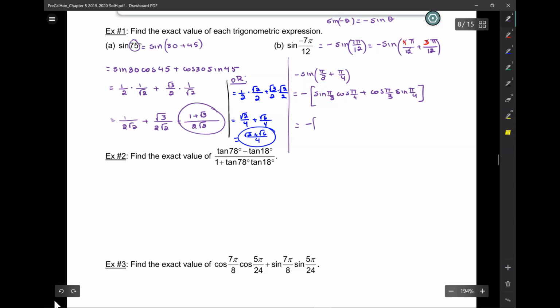So, sine of pi over 3 is root 3 over 2. Cosine pi over 4 is what? 1 over root 2. Plus cosine pi over 3 is 1/2 times 1 over root 2. So this is negative root 3 plus 1 over 2 root 2. You can write it that way. You can also say negative root 3 minus 1 over 2 root 2, or negative 1 plus root 3 over 2 root 2. All of these are different ways of saying the same thing, and they are all acceptable.